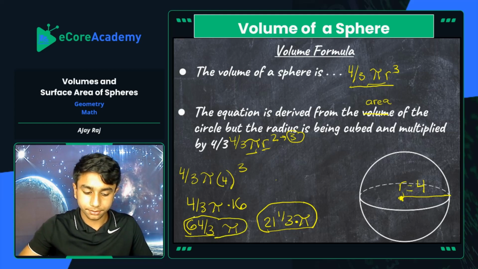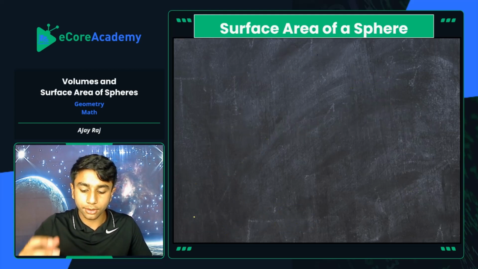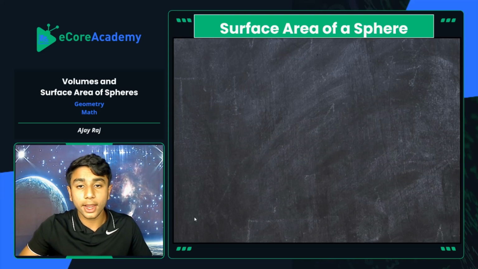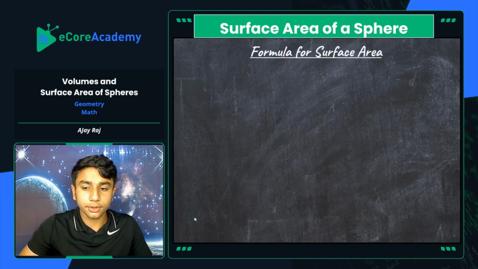64/3 pi. Let's move on to the next problem. And now let's look at surface area, our last part. And then I'm going to add a little bonus part, a little bit more heightened enrichment topic. So let's look at the formula for surface area.